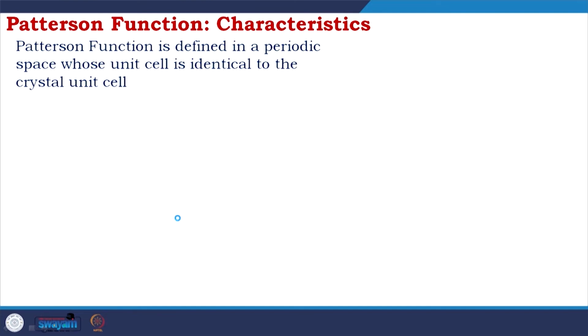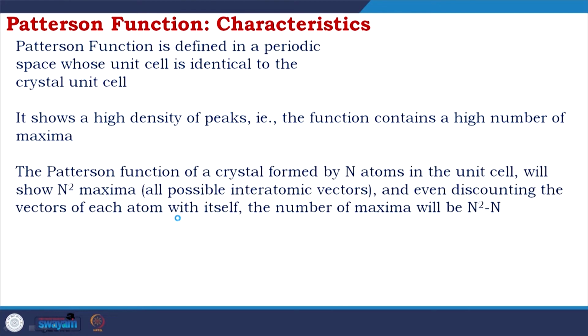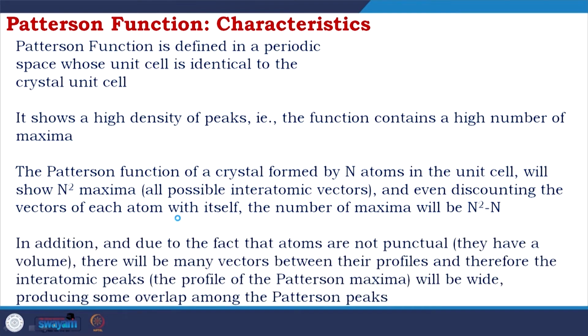The Patterson function is defined in a periodic space whose unit cell is identical to the crystal unit cell. It shows a high density of peaks, that is, the function contains a high number of maxima. The Patterson function of a crystal formed by n atoms in the unit cell will show n squared maxima, all possible interatomic vectors, and even discounting the vectors of each atom with itself, the number would be n squared minus n. In addition, due to the fact that atoms are not punctual, they have a volume, there will be many vectors between their profiles and therefore the interatomic peaks will be wide, producing some overlap among the Patterson peaks.